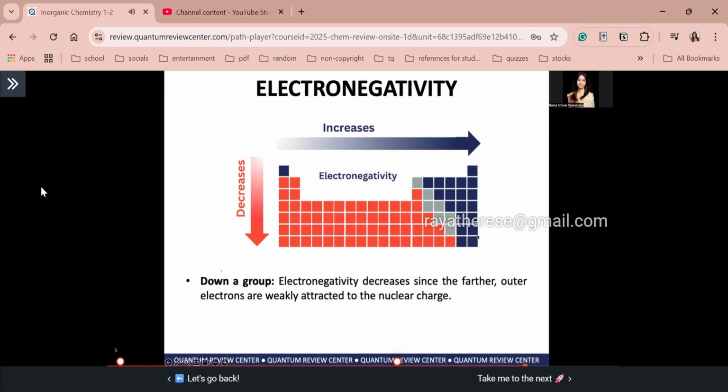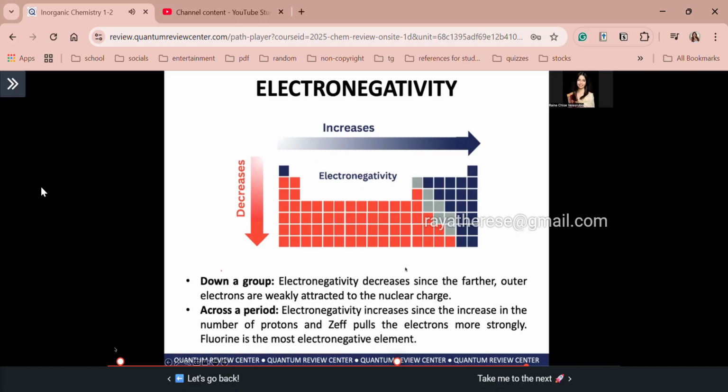Down the group, electronegativity decreases, since the farther outer electrons are weakly attracted to the nuclear charge. Then across a period, electronegativity increases, since the increase in the number of protons and effective nuclear charge across a period pulls the electrons more strongly. So fluorine is the most electronegative element on the periodic table. Guys, remember this, okay?